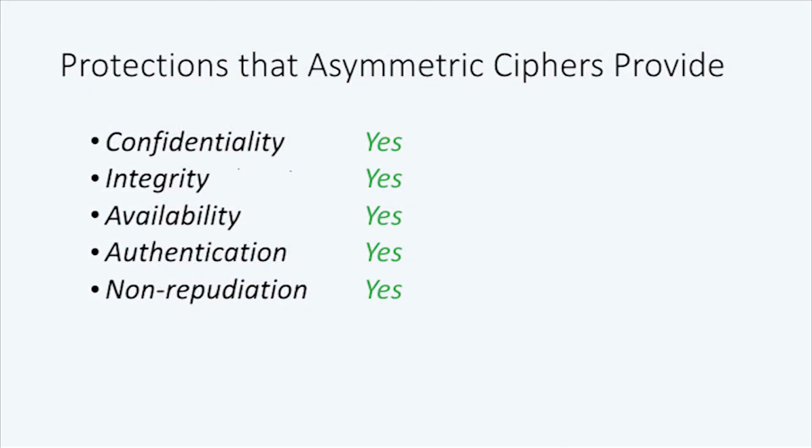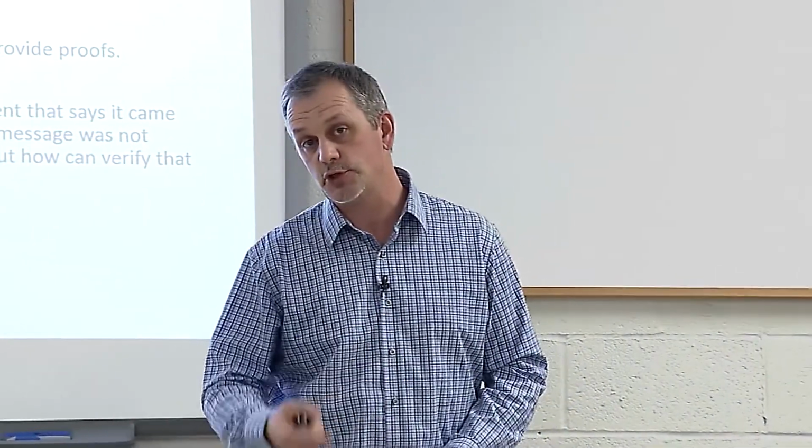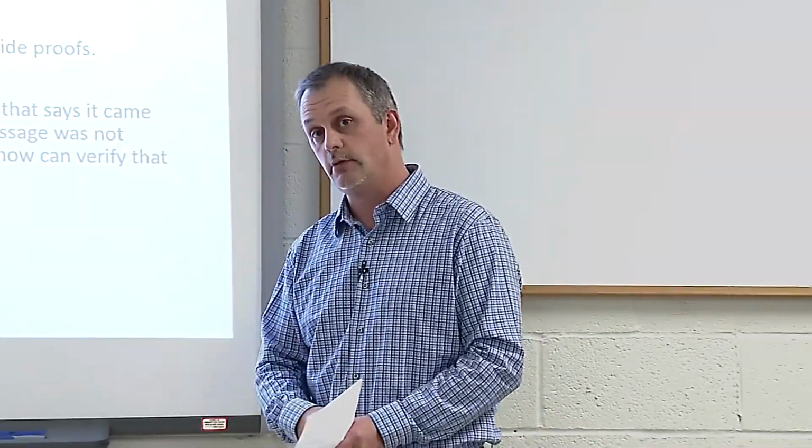So this idea of asymmetric encryption is the idea behind digital signatures that we use today. Because asymmetric cryptography can be used to provide proofs. Suppose that Anne received an encrypted document that says it came from Bob. Anne can be sure that the encrypted message was not altered by someone else during transmission, but how can she verify the document came only from Bob? Well, if Bob's private key was used to encrypt that message, it could have only come from Bob, because only Bob has possession of that private key.